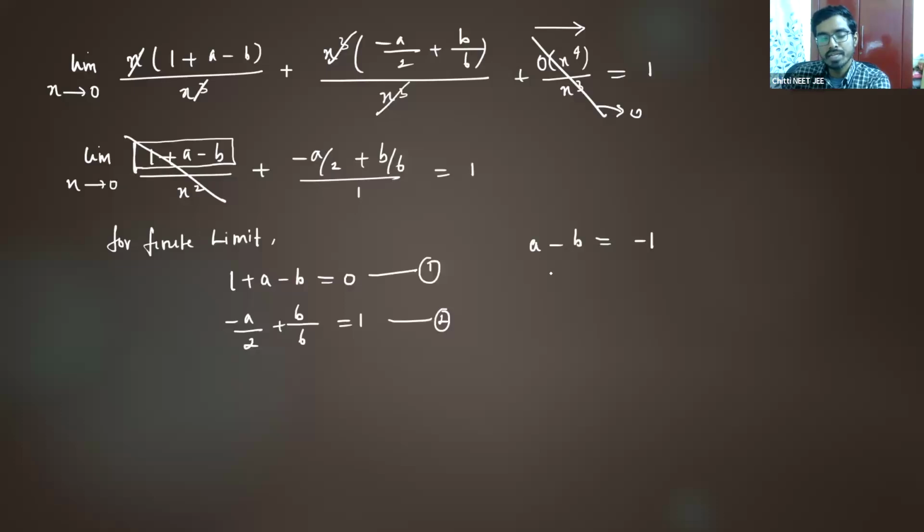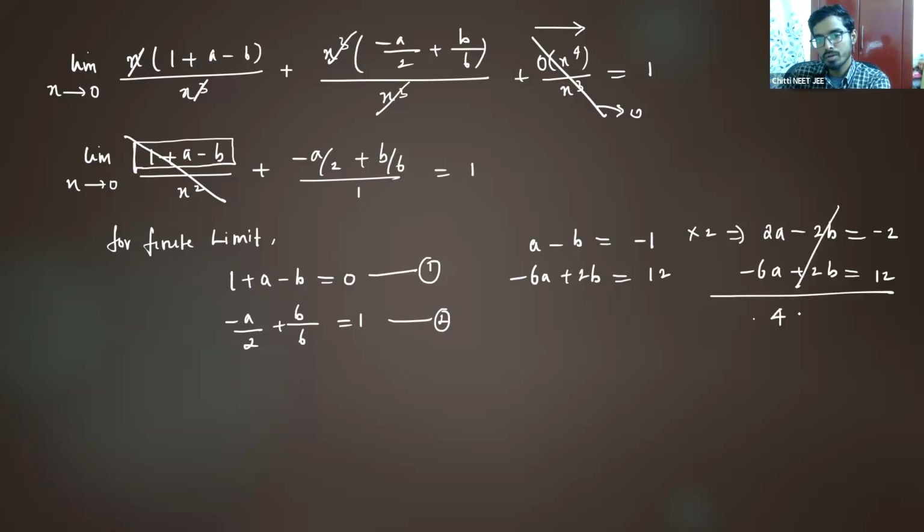So we have a minus b is minus 1. So cross multiply this. We have minus 6a plus 2b equal to 12. Right? Multiply by 2 here. So we have 2a minus 2b is equal to minus 2. Minus 6a plus 2b is equal to 12. So we have minus 4a is equal to minus 10. That means a is equal to 10 by 4. So 10 by 4 is 5 by 2. So a has to be equal to 5 by 2.